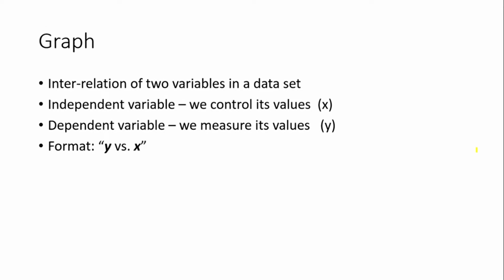In chemistry, the format of a graph is given as y versus x. So for example, if I have a graph and I say it's distance versus time, that means that distance is going to be on my y-axis and time is going to be on my x-axis.